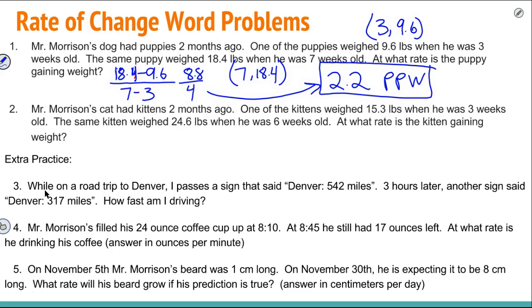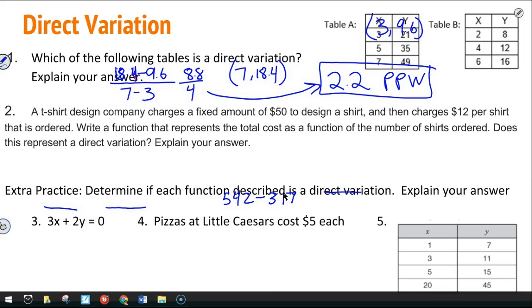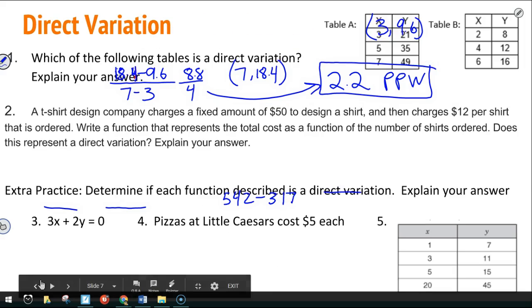While on a road trip to Denver, I passed a sign that said Denver, 542 miles. 3 hours later, another sign said Denver, 317 miles. How fast am I driving? So speed, how fast, that's the rate of change. That's essentially slope. The change in distance, so how many miles did I drive? Let's see, I went from 542 to 317. Quit changing pages on me.